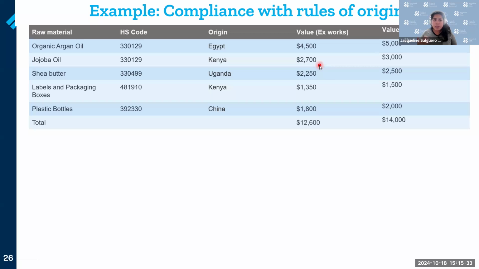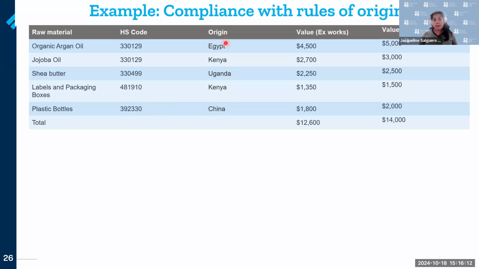And then if you want to go to a very simple example, let's say I want to understand how I can comply with these rules of origin, and I have listed all my raw materials. I'm preparing my body lotion, and I have listed all the inputs for my body lotion. So I have used organic argan oil, jojoba oil, chia butter, labels and packaging boxes, plastic bottles. And for each one of them, I need to provide my HS code. So for organic oil, it's 3030-129. For jojoba oil, the same. For chia butter, for labels and packaging, and for plastic bottles.